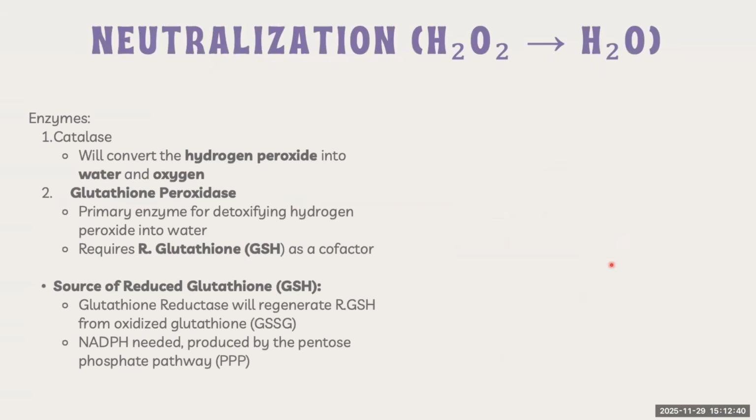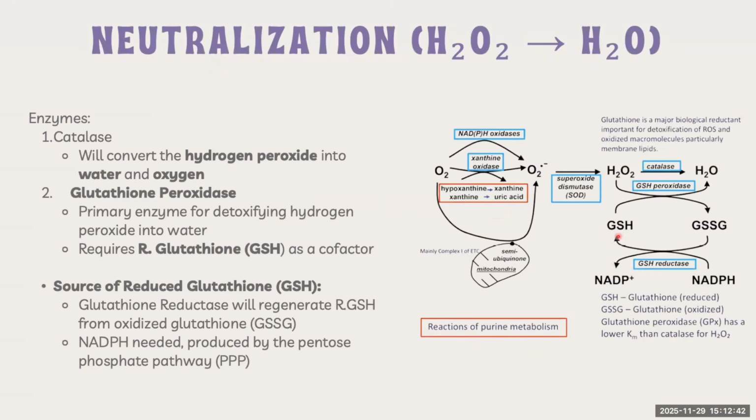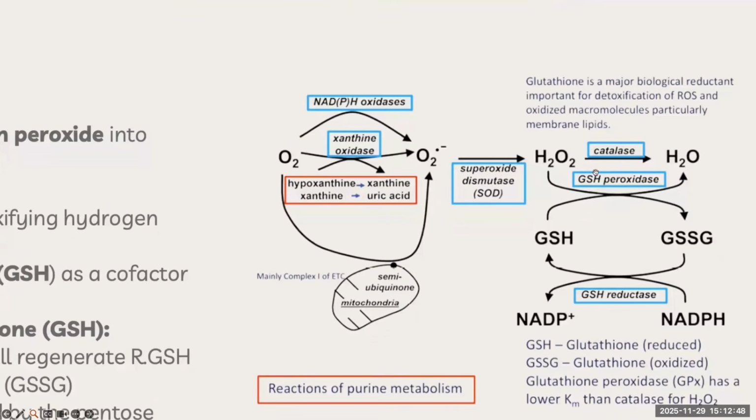Let's move on. Now, neutralization. Now that we have hydrogen peroxide, we have to further neutralize it into water to prevent any more damage, okay? This happens via two main enzymes: catalase and glutathione peroxidase, okay? Let's start with catalase. Catalase converts your hydrogen peroxide into both water as well as oxygen. But the thing with catalase is that it is not very efficient, it has a very limited capacity to do so. So in that case, we have the other enzyme, which is glutathione peroxidase, okay?